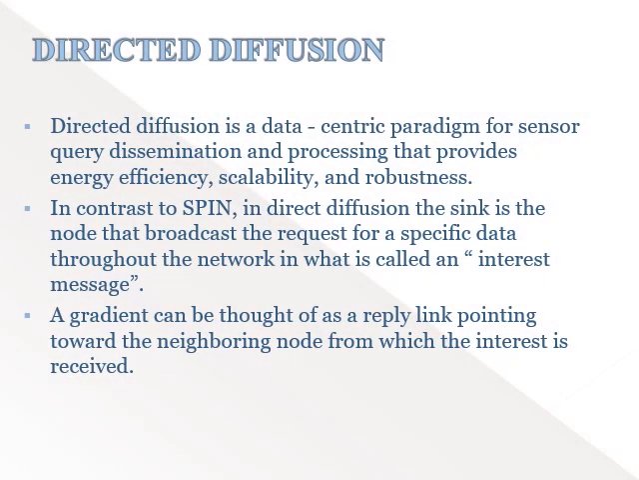Last but not the least is the directed diffusion protocol. Directed diffusion is a data-centric paradigm with sensor query, dissemination, and processing that provides energy efficiency, scalability, and robustness. In contrast to SPIN, in directed diffusion, the sink is the node that broadcasts the request for specific data throughout the network in what is called an interest message. A gradient can be thought of as a reply link pointing towards the neighboring node from which the interest is received.